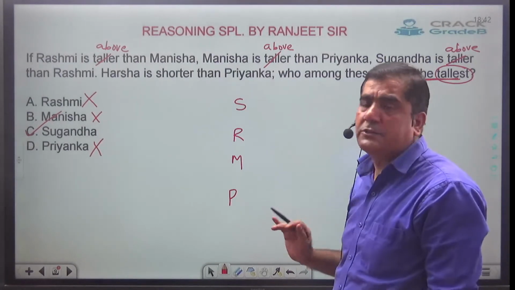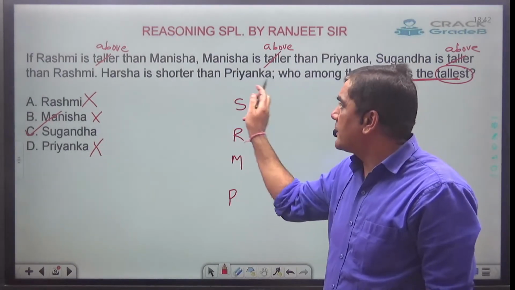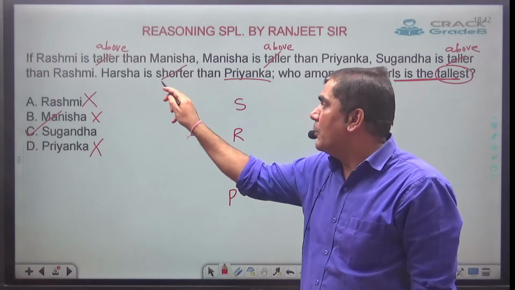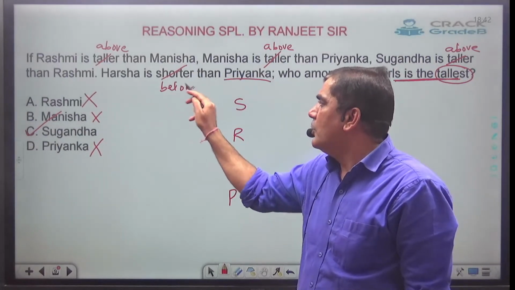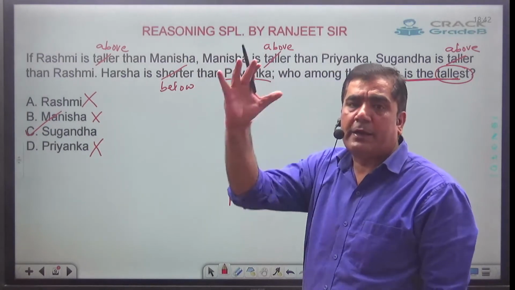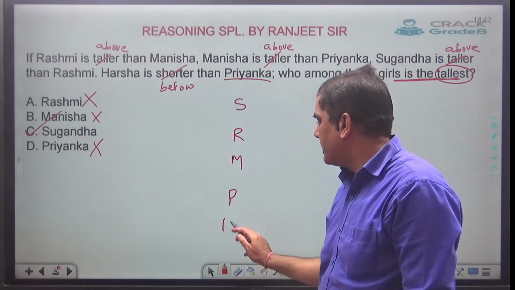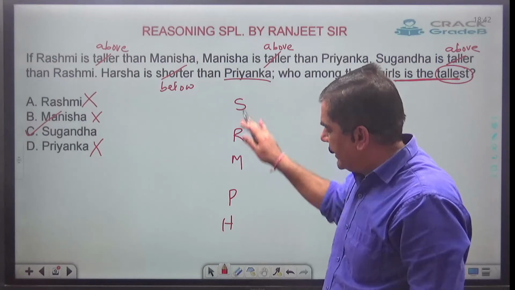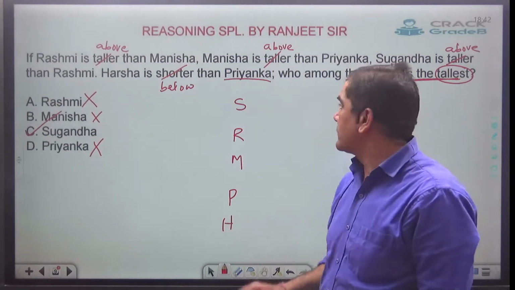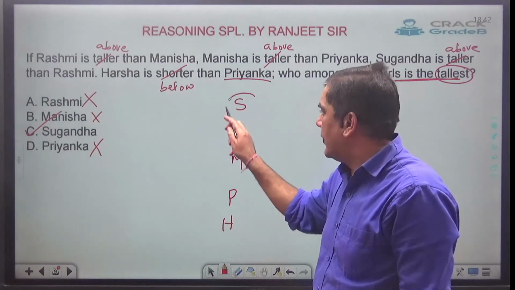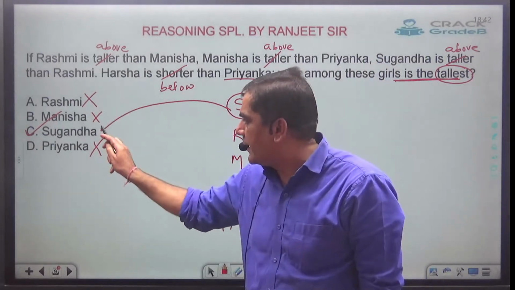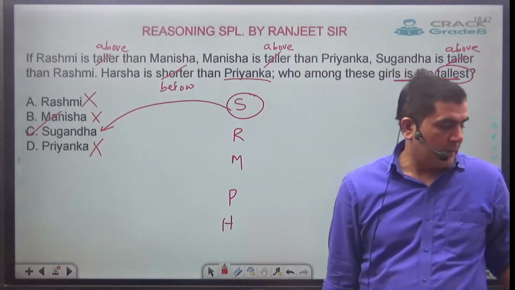Only possible case. Next one, Harsha is shorter than Priyanka. Shorter means below. So Harsha will be below Priyanka. So if this is Priyanka, then Harsha must be over here. Now these 5 persons have been arranged. Now the question is, who among the girls is tallest? The answer is Sugandha. Clear?